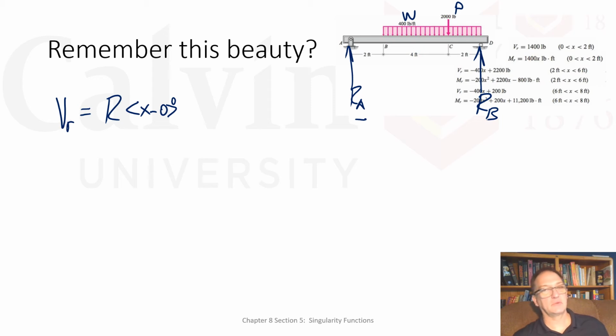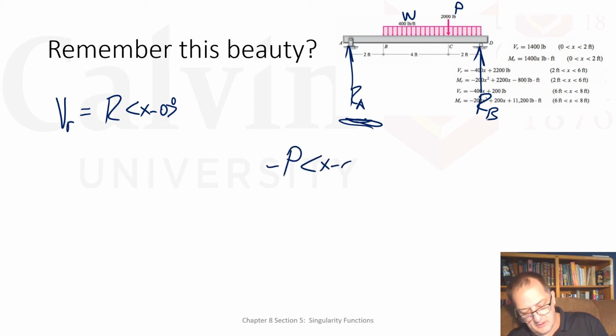I know you're still struggling with the singularity functions and what they mean. But here's what I want you to look at. This term looks a lot like this third term I had down here. This term down here I had was minus P times x minus 6, singularity function, sorry, raised to the 0. Why do those look the same?